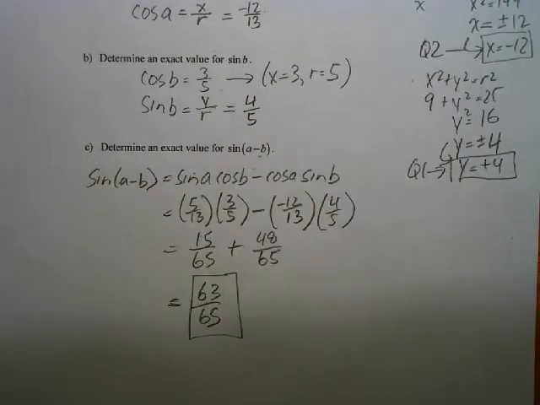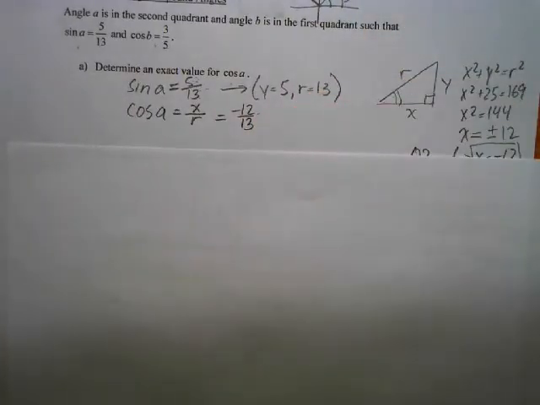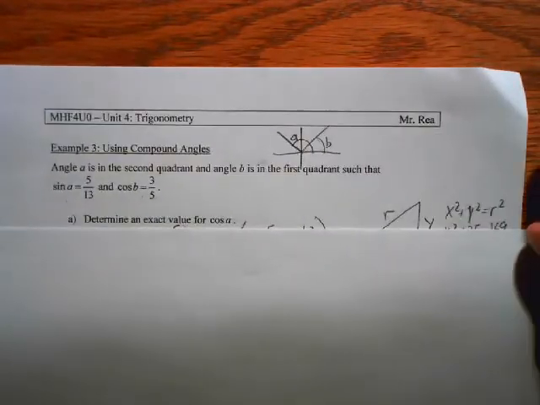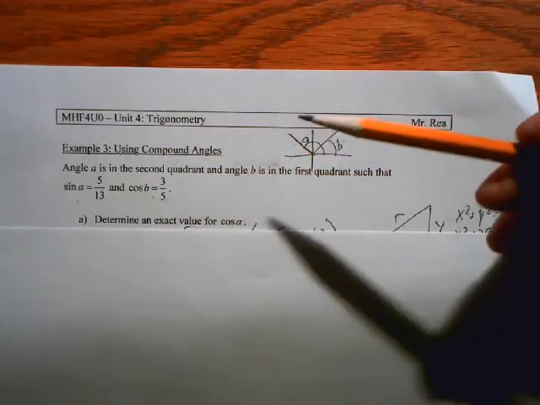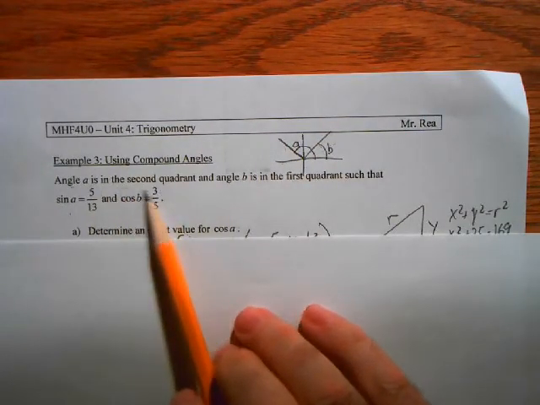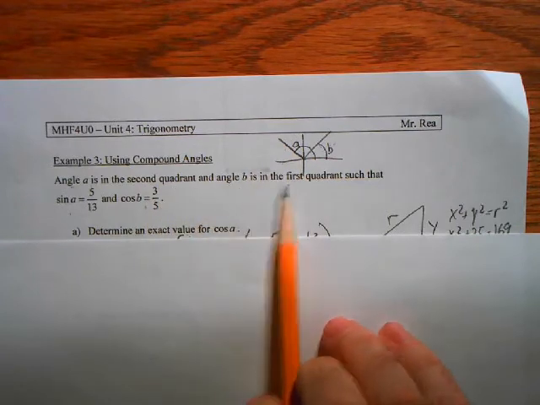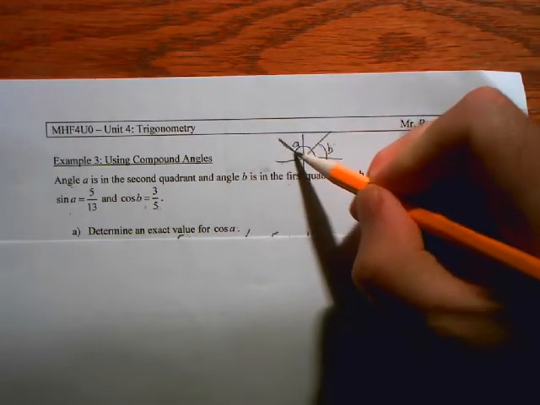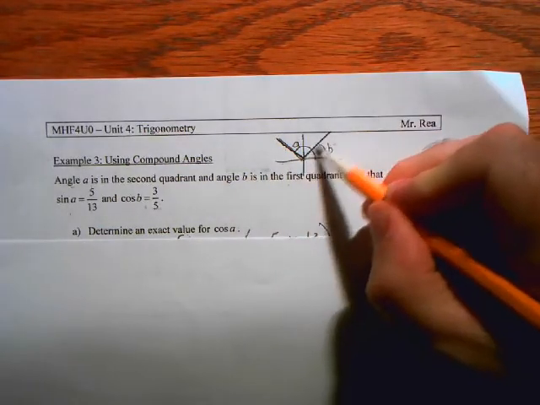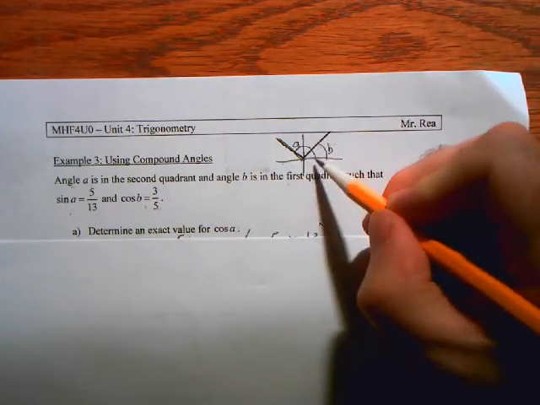Okay, so I've got one more example here. And I've got the work already done again. So let's look at this. This question's a little bit more difficult. Once you've seen one, you'll know how to do other ones. We've got angle A. Well, angle A is in the second quadrant and angle B is in the first quadrant. So there's where A is, there's where B is.